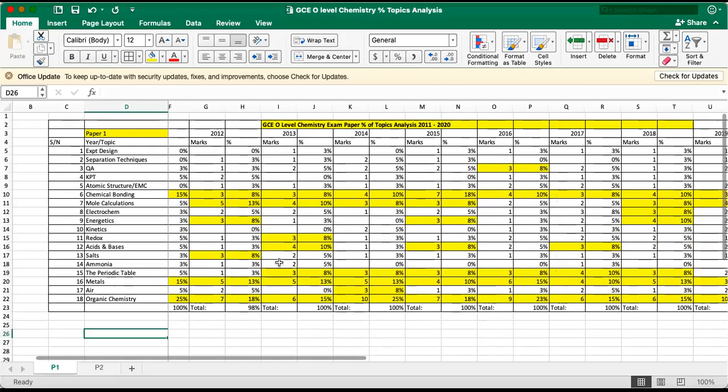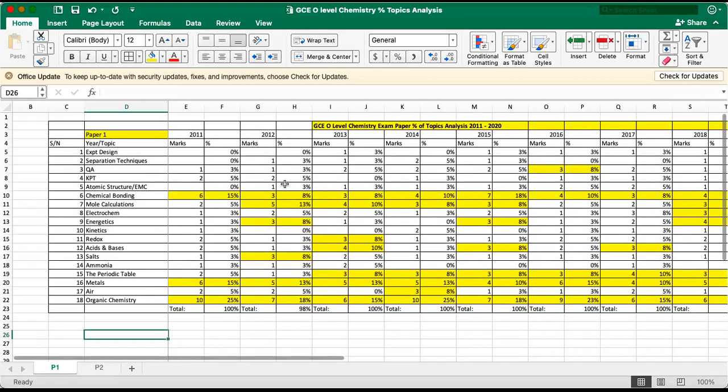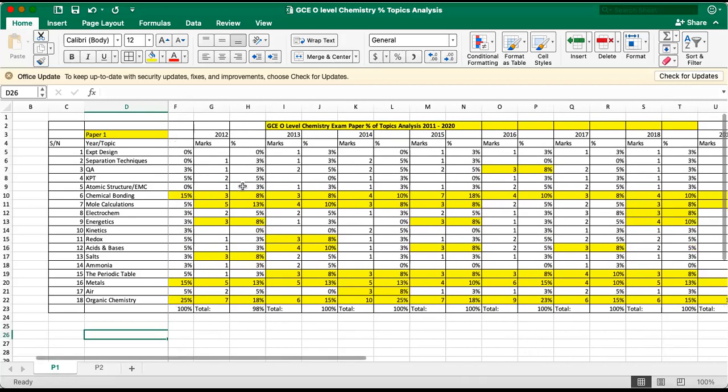Today I'm going to share with you the analysis of the percentage of topics in the 10 years GCE O-level chemistry paper that all Singapore students offering pure chemistry will have to take at the end of the year. There are some changes announced by the ministry recently that organic chemistry will be taken out from the examination to ease stress on students in the midst of the pandemic.